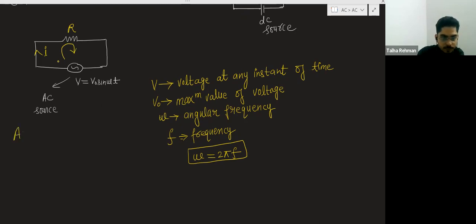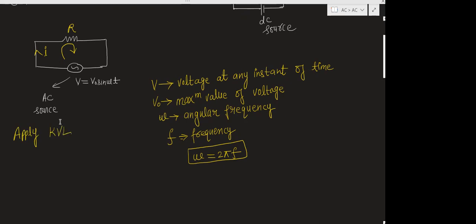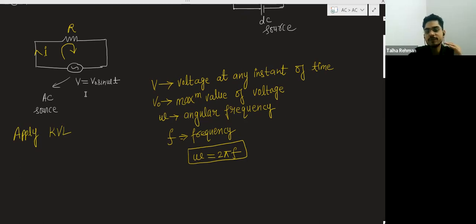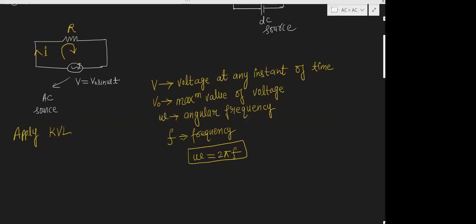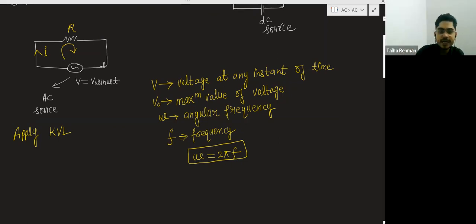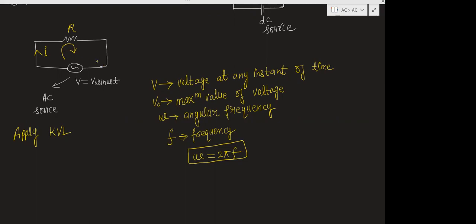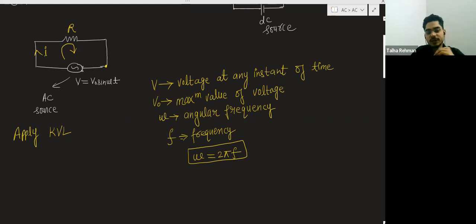Now what we will do is apply KVL in this circuit. KVL means Kirchhoff's voltage law, which says that the algebraic summation of all the voltages in a closed circuit is equal to 0. So we are moving in this direction. You can choose any corner, and you will move along the circuit in the sense of this arrow. This arrow is clockwise. So suppose you choose this end.